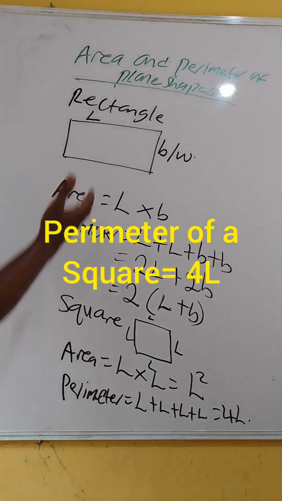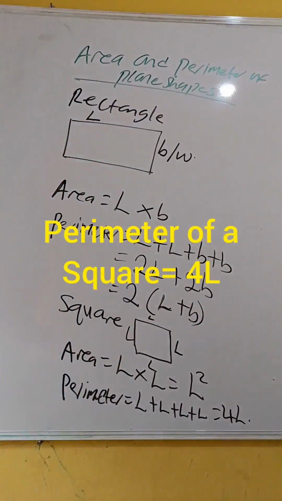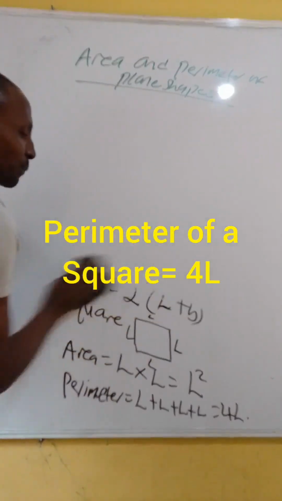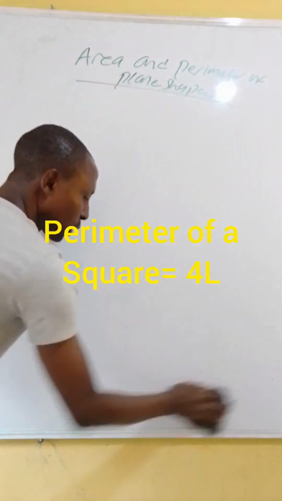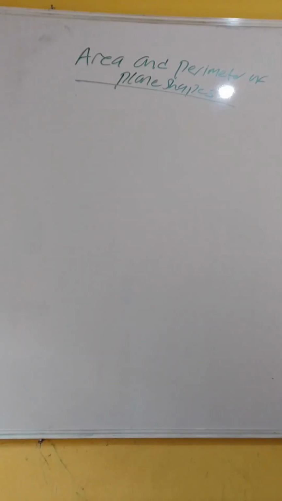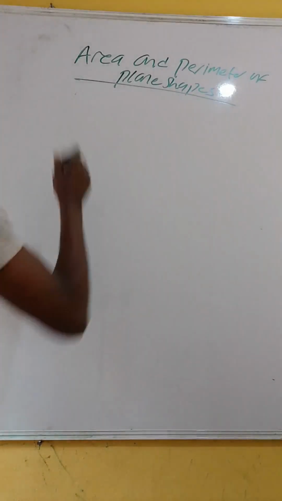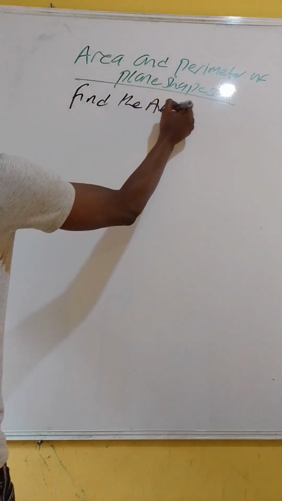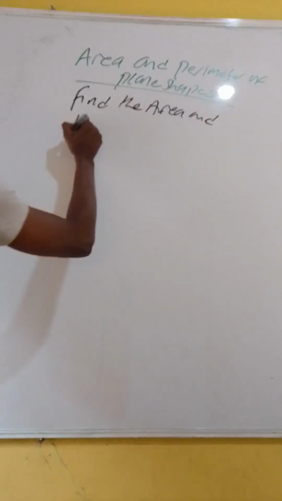So let's take some questions here and see how that works. Okay, so let's take an example. Please take note of this. Let's take examples and see how this works. So I'm going to put up 2 shapes, a rectangle and a square, so we're able to find the area and perimeter.